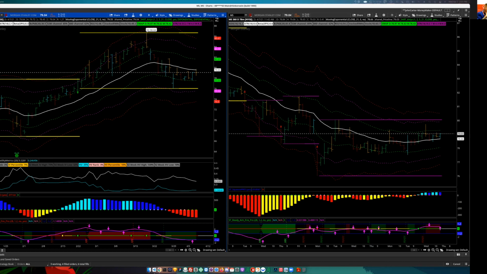Some more of my chart layout: the yellow and purple boxes that you see are modified Darvis boxes. If you're not familiar with what Darvis is, hit me up in the comments and I will do a session on what Darvis is.